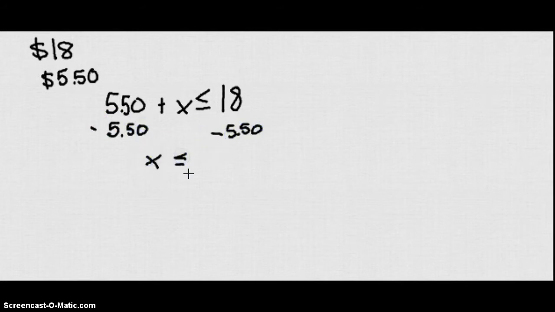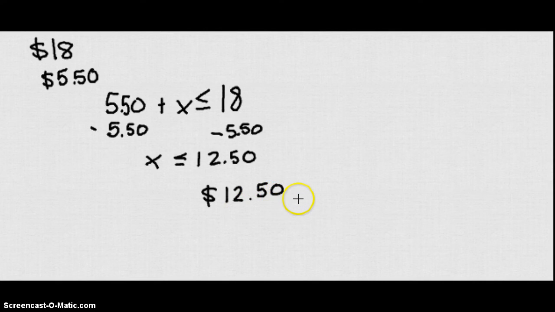We get x is less than or equal to, and on our calculator we will get $12.50. So this means that he can spend $12.50 or less on games. Anything under $12.50 will work. And that concludes our lesson on solving inequalities by addition or subtraction.